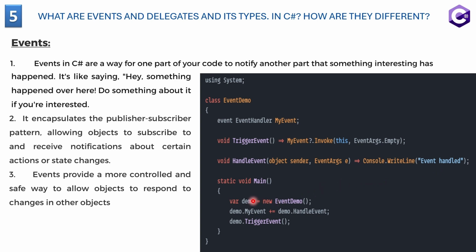When we make an object of this class, EventDemo, we give the reference MyEvent += demo.HandleEvent. When we trigger demo.TriggerEvent, it will show this output. It automatically triggers the event we handled in the event handler. So this is the main concept of an event.